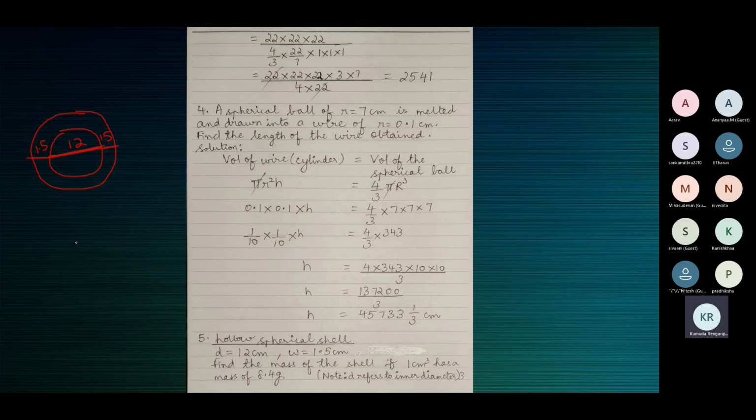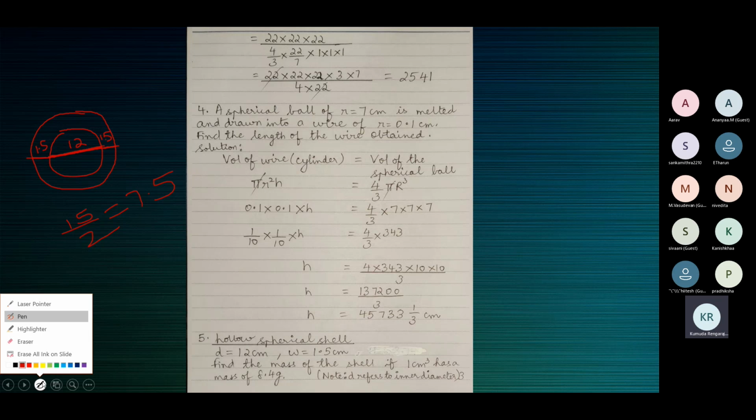Children not following me? 1.5 plus 1.5 is 3, and 12 plus 3 is 15. And what is 15? The outer diameter. Now 15 by 2 will give you the outer radius, which is 7.5. You can do it in both the ways.